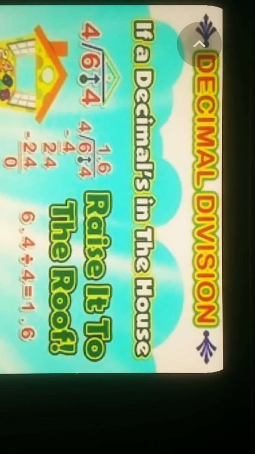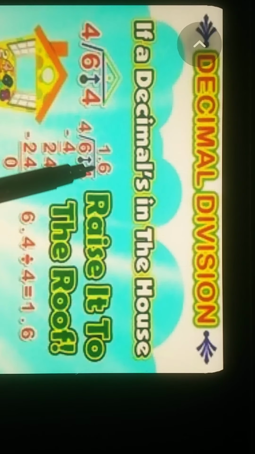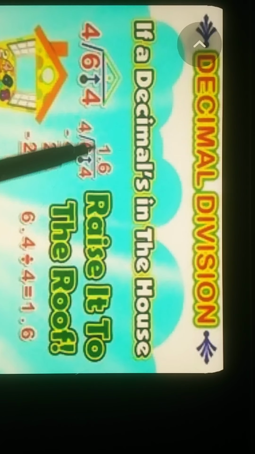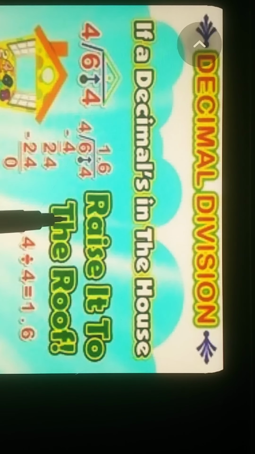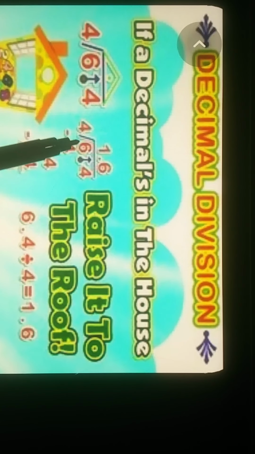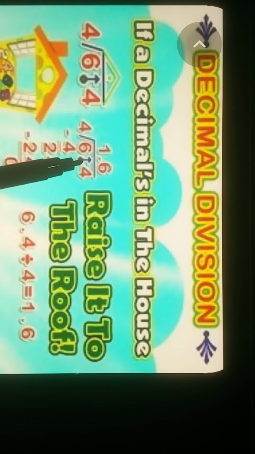First, when there is a whole number in the divisor and a decimal number in the dividend. Then what we do, we raise the decimal to the roof, means just above the dividend we put the decimal number. Here we see 6.4 divided by 4. First simple division, then the decimal is put just above the decimal and we divide it as simple division. See some more examples.